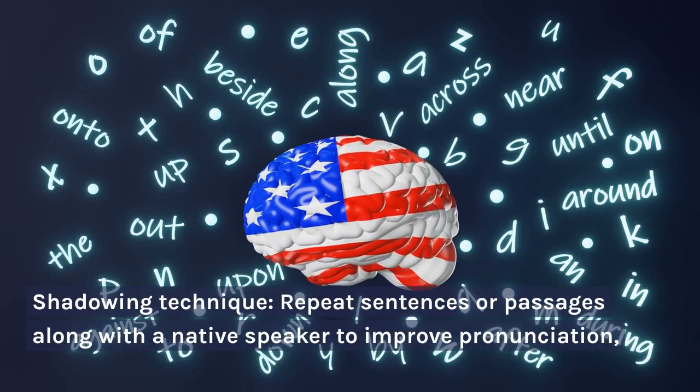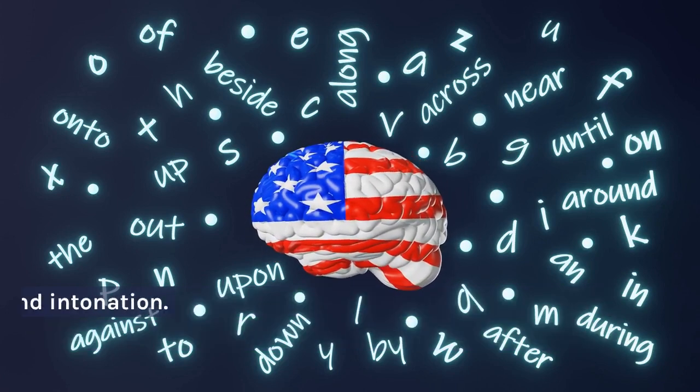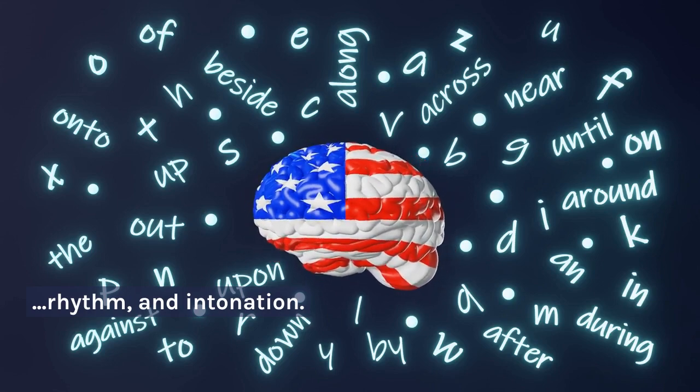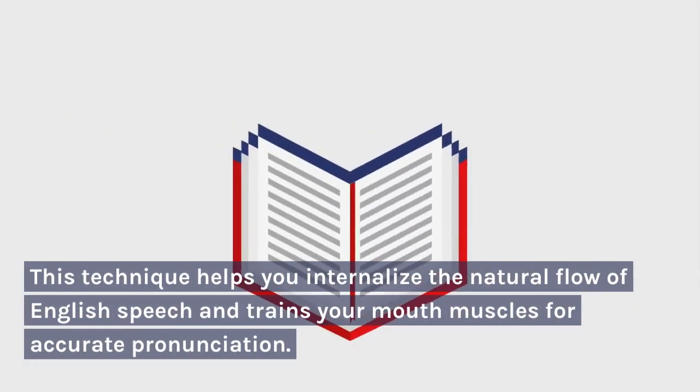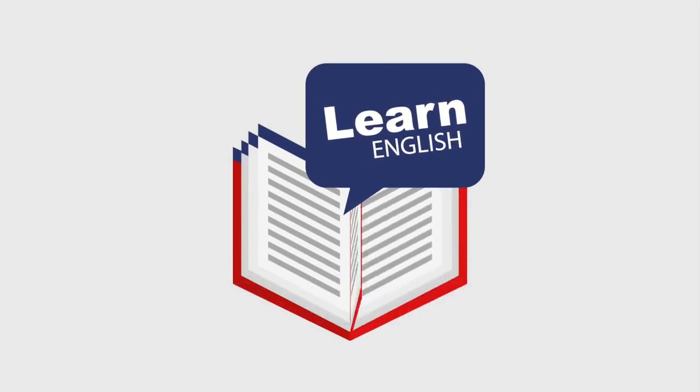Shadowing technique: repeat sentences or passages along with a native speaker to improve pronunciation, rhythm, and intonation. This technique helps you internalize the natural flow of English speech and trains your mouth muscles for accurate pronunciation.